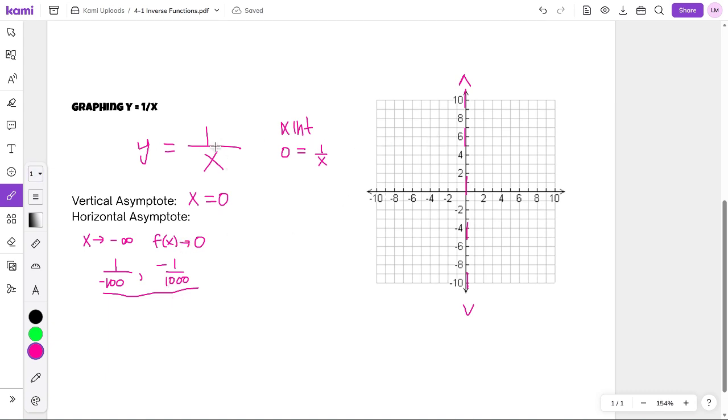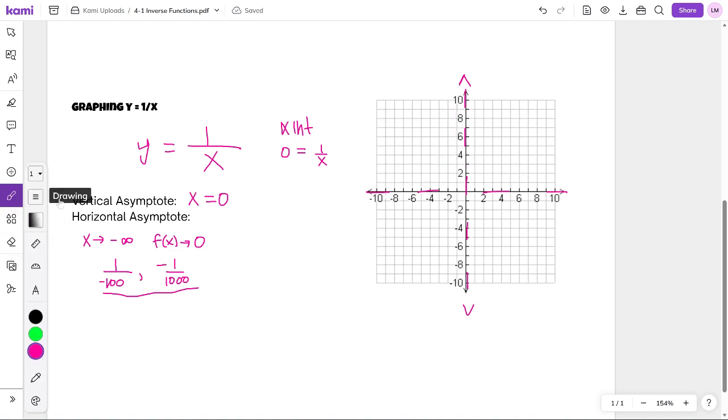As I go towards 0 and I plug in numbers super close to x equals 0, like negative 0.00001, this is going to shoot toward infinity. And you can graph this on your calculator for sure. But I have a horizontal asymptote at y equals 0. Sorry, I put that in the wrong spot, so erase that.